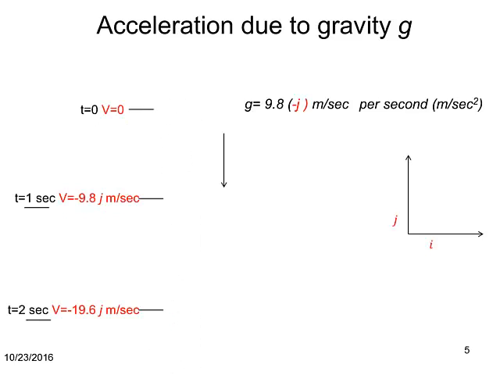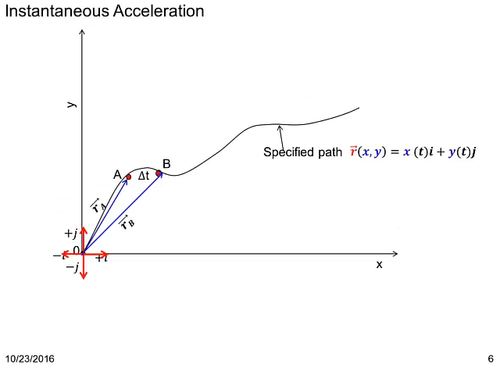Now we talk about instantaneous acceleration. Consider the motion of an object during a small time interval delta t from A to B along a specified path r, where r is a function of x and y, and x and y are functions of time. Let the position vectors of the object be r_A and r_B when it is at location A and B respectively. Let the instantaneous velocities be v_A and v_B.